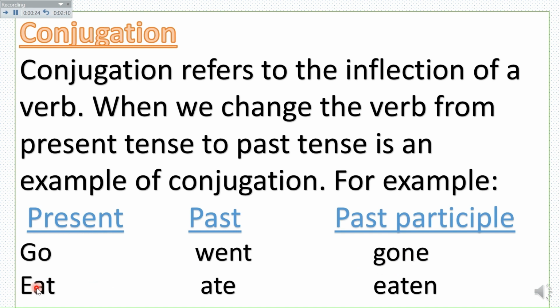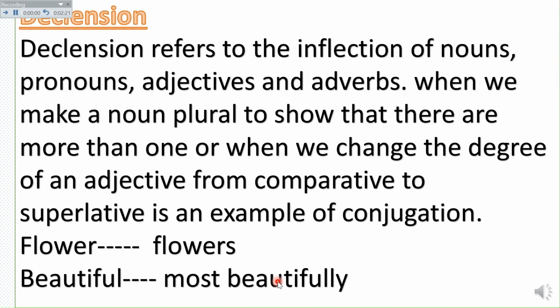In the same way, eat is a verb, which is the present form. Its past is ate and past participle eaten. So this is the conjugation of the verb eat. Let's see what is declension now.